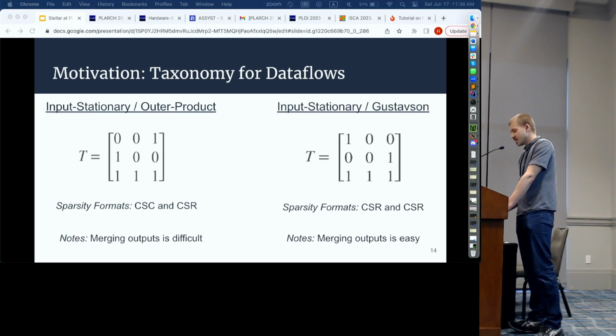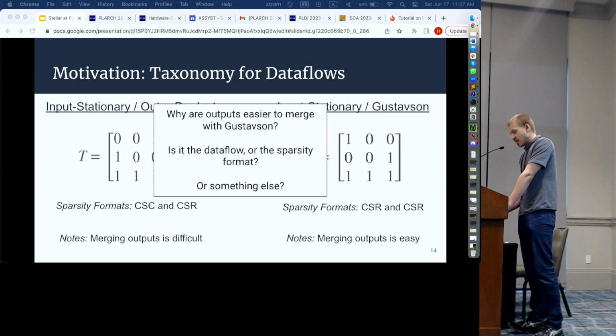However, it's not obvious, right, how to compare accelerators using Gustavson and accelerators using outer product, because they don't differ in only their data flows when you read prior papers. They also differ in the exact sparse data structures that they use. Accelerators that use the outer product data flow, like OuterSPACE and SpArch, use sparse data formats called CSC and CSR for the inputs, while accelerators which use Gustavson, such as Gamma and MatRaptor, use only CSR for all inputs.